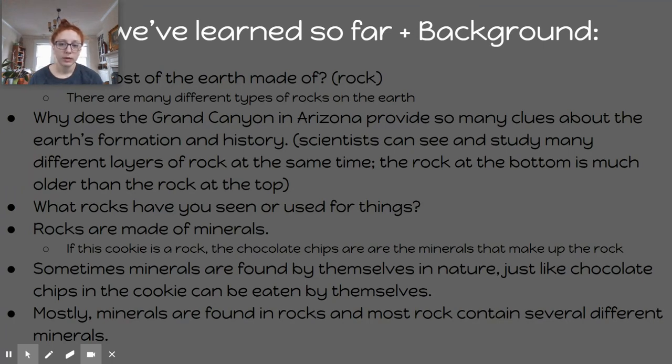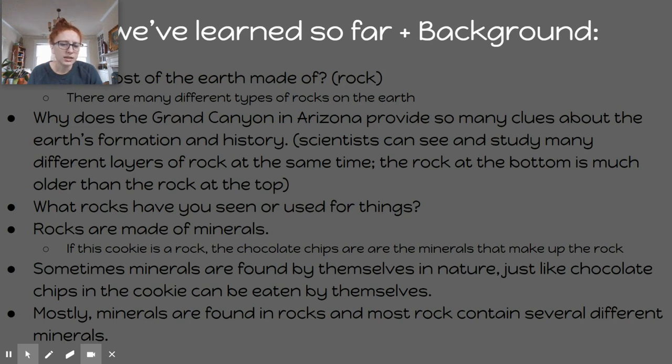So let's talk about what we've learned so far. What is most of the earth made out of? Rock, okay? There are many different types of rocks on earth. And why does the Grand Canyon in Arizona provide so many clues about the Earth's formation and history? Because scientists can see and study many different layers of rock at the same time. The rock at the bottom is much older than the rock at the top.